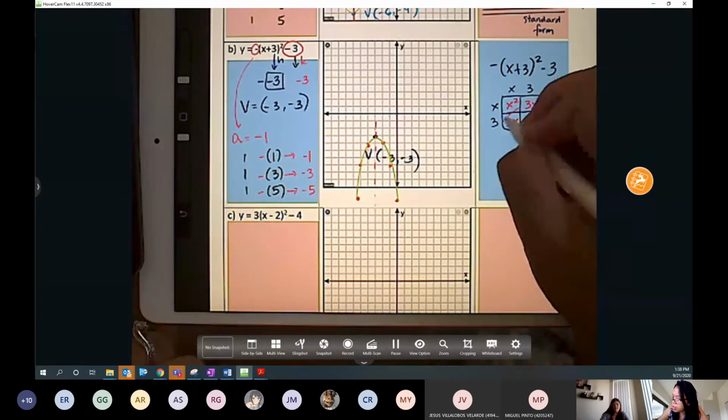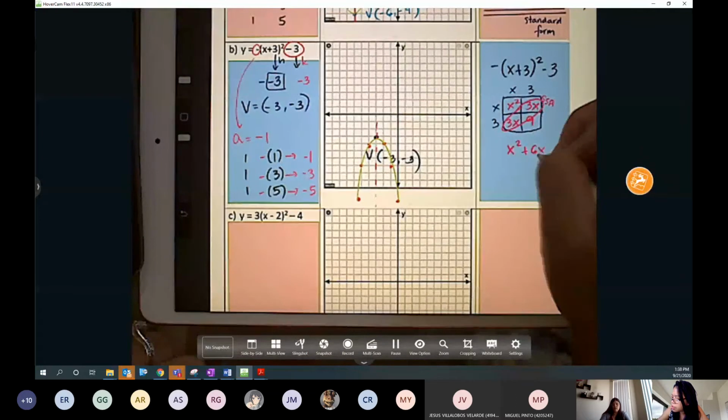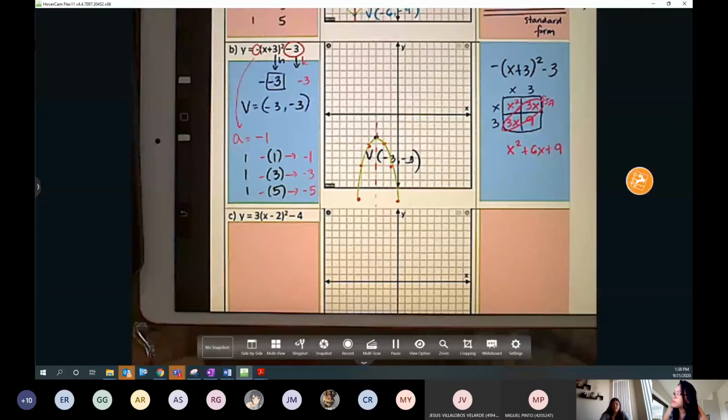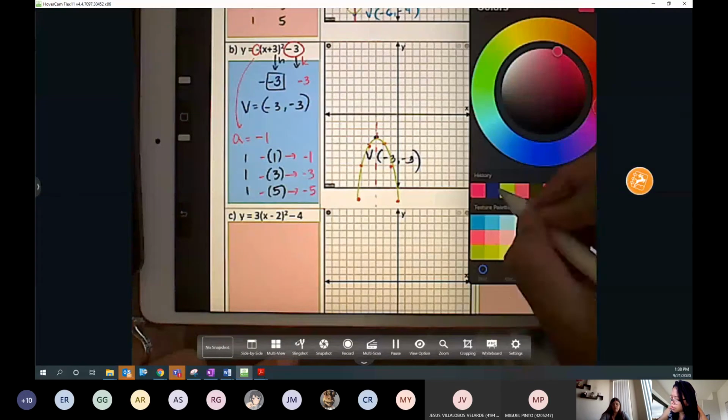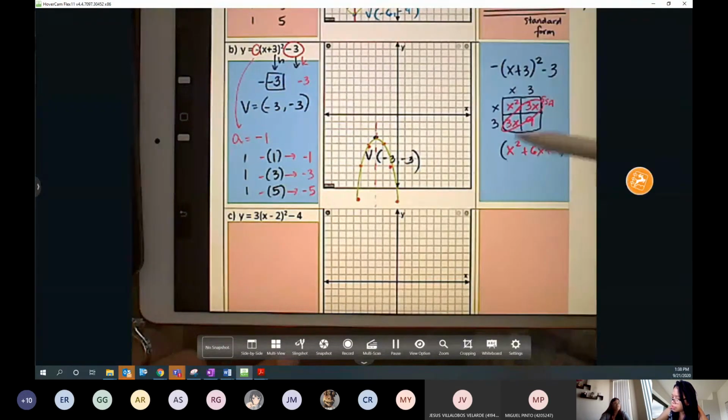Okay, then I just need to combine these two. These are same signs, add. So x squared plus 6x plus 9. Okay, and then this is the answer for inside the parentheses. I'm just going to put the negative outside and put the minus 3 on the other side.